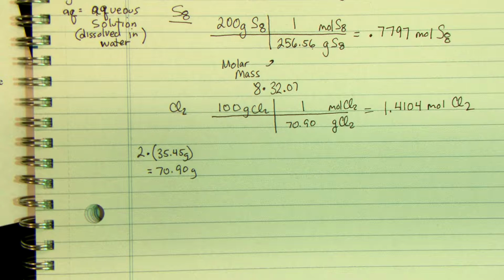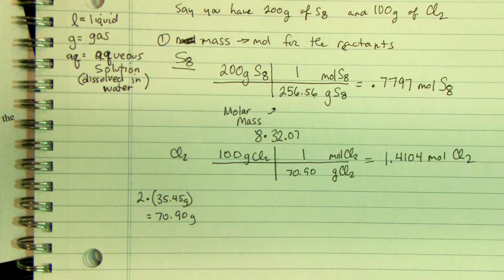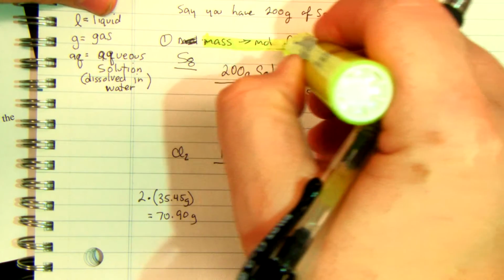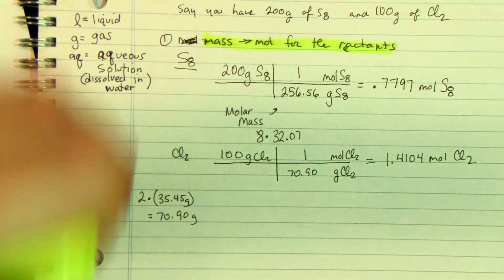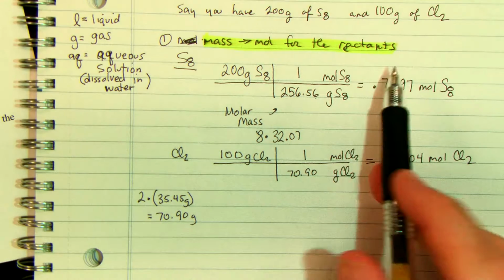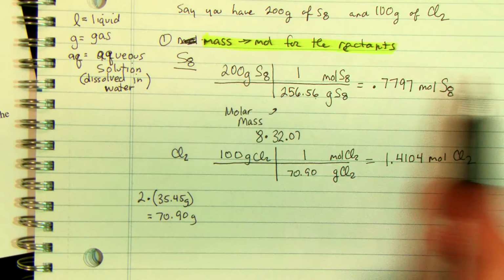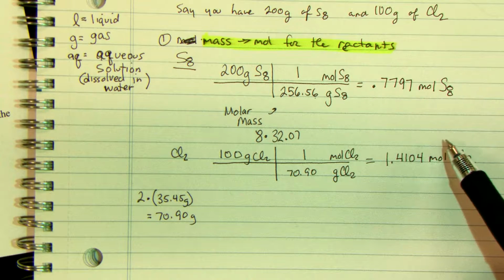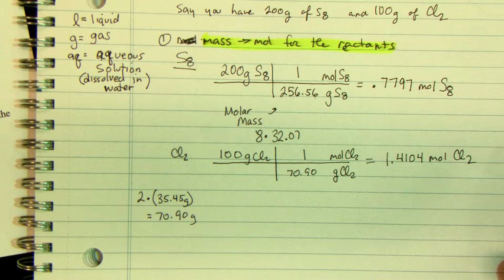All right, so first off, anybody got any questions about what the first step is? The first step is go from the mass to the moles of the reactants that you're given. Well, the first step is to make sure you have a balanced equation, but since we have a balanced equation, we kind of skip over that. Second one is make sure that you go mass to moles. So I have moles of each. Everybody okay with that? All right.